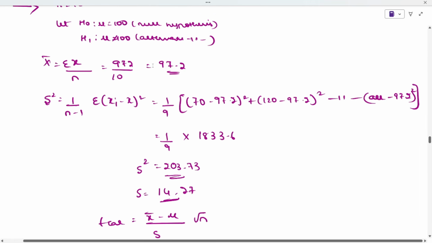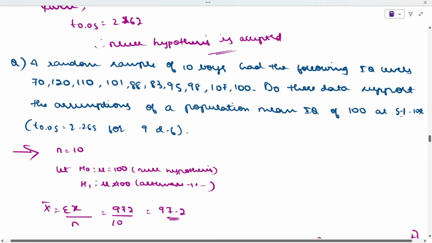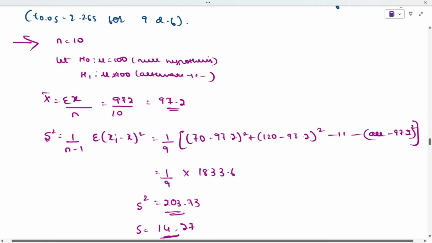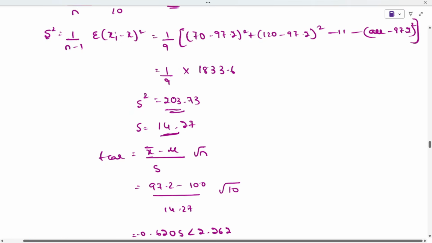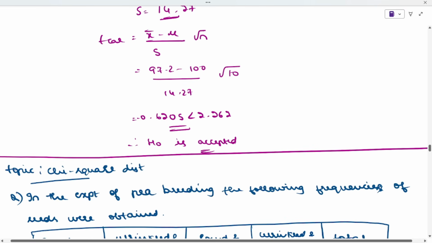Again you consider the same, x bar you find out, s square you find out, xi minus x bar, that is for all the IQ level, that is 70, 120, 110. What is the value you have obtained? 97.2. That will be subtracted with whole square and you will get the value as 14.27. You substitute here 14.27. These two already you know, root of n also you know, you got 0.6205.